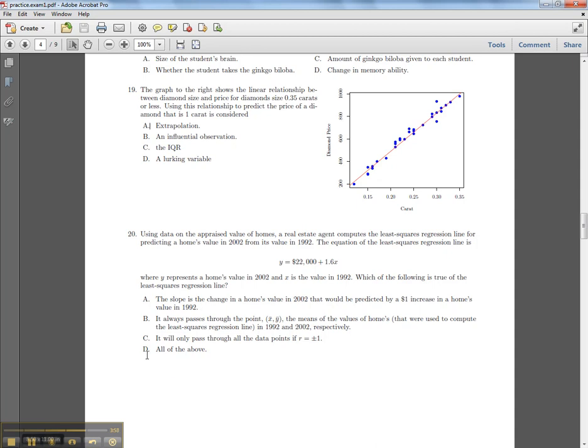So this could be a case where it's D, right? Because if that's true, then see if B is true also. It always passes through the point x bar, y bar, the means of the values of homes that were used to compute the least squares regression line in 1992 and 2002 respectively. That's true. Your least squares regression line always has to pass through x bar, y bar. And C, it will only pass through all data points if r is equal to positive or negative 1. And that's also true because if every single point passes through the line, then it's a complete straight line. So I hope that's clear. It will only pass through all the data points if r is equal to plus or minus 1. Yep, that's very true. So the answer is D. It's all of the above. So that's 18, 19, and 20.